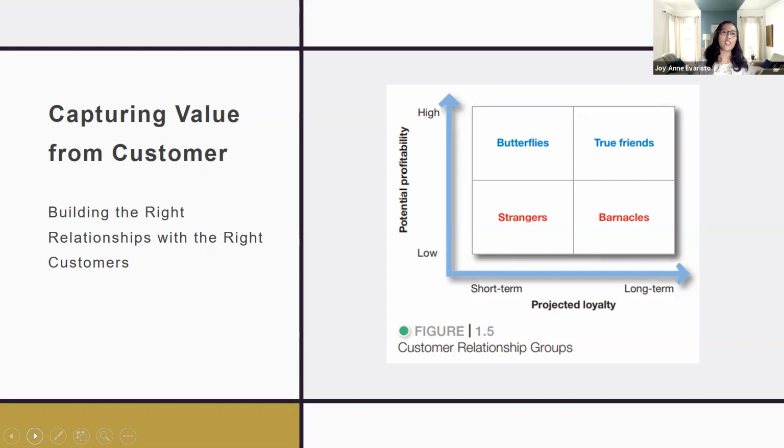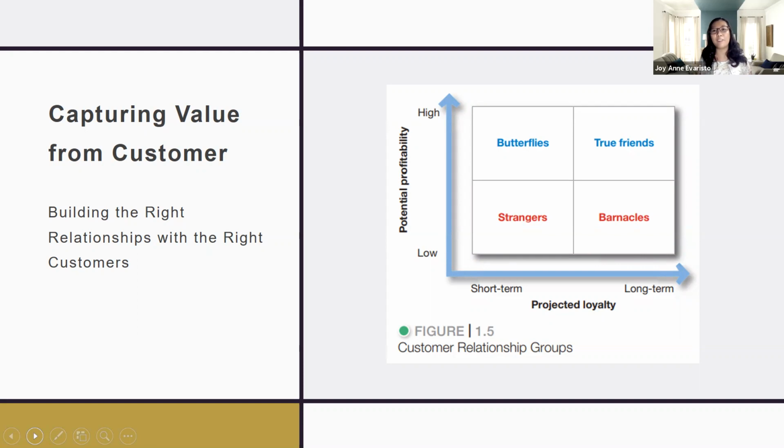We have strangers. Strangers are those who have low loyalty and therefore low profitability. These are the people who just buy your product from time to time but not really a lot, probably just to try your product.